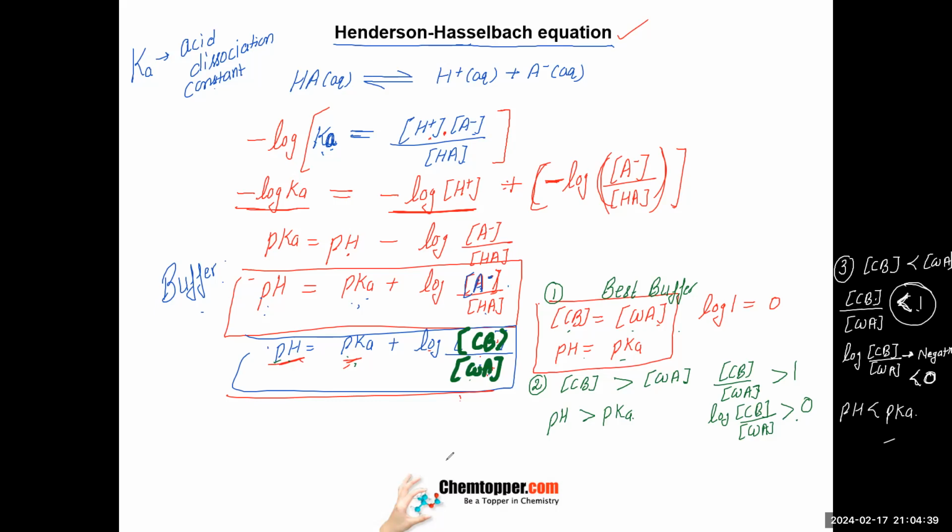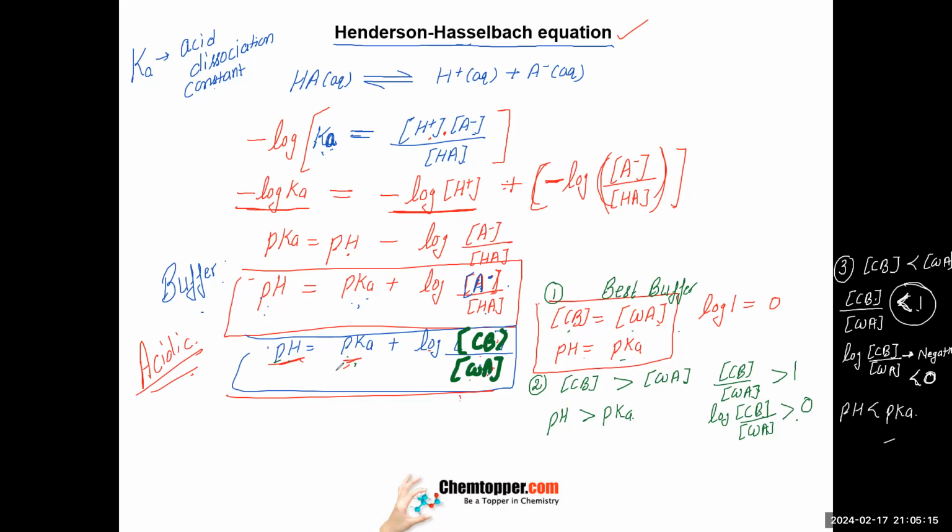Okay, fine. So this is your Henderson-Hasselbalch equation. This is how you have to work out the pH of the buffer system. Without calculation, you can easily predict whether the pH will be more than pKa or less than pKa. This equation is valid for acidic buffers. Acidic buffers means a weak acid with its conjugate base.